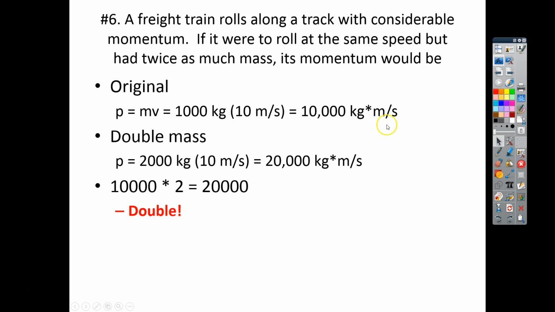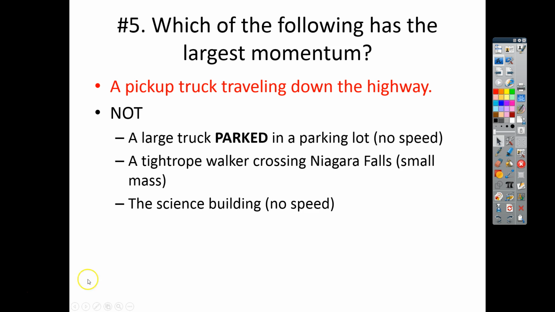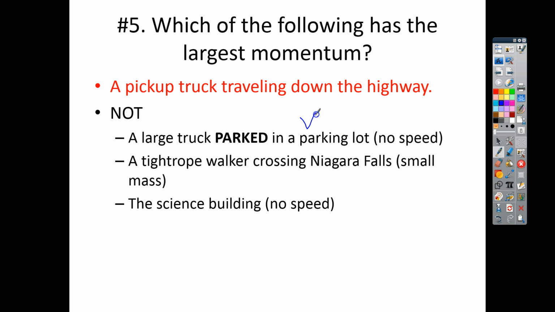For number 5, it says, which of the following has the largest momentum? And then they're going to give you several, but the biggest one is going to be a pickup truck traveling down the highway. A large truck parked in a parking lot does not have any speed. If it doesn't have any speed, it cannot have any momentum. A tightrope walker crossing Niagara Falls, very small mass and very slow speed. And the science building, or just the wing of science here at the high school, it does not have any speed, even though it's very, very massive.